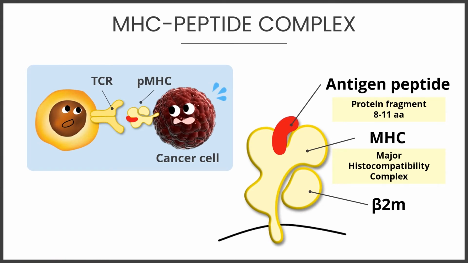This slide shows how T cells recognize target cells. Each T cell has a receptor on its cell surface called the T cell receptor, TCR. Every cell, including cancer cells, expresses an antigen and MHC molecule complex on its surface.